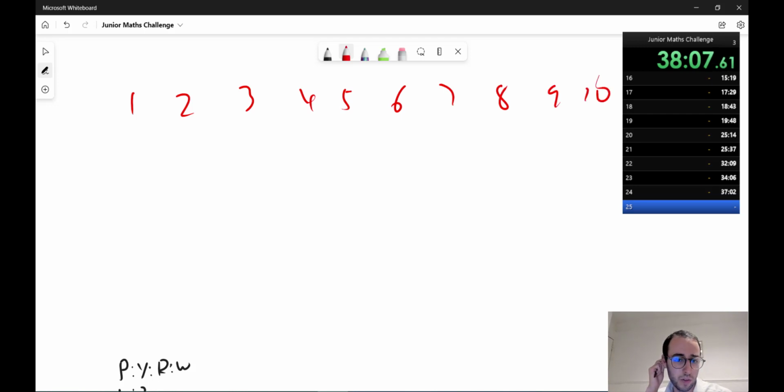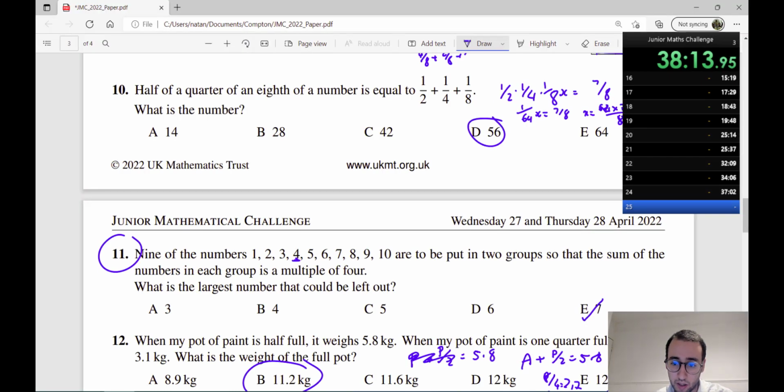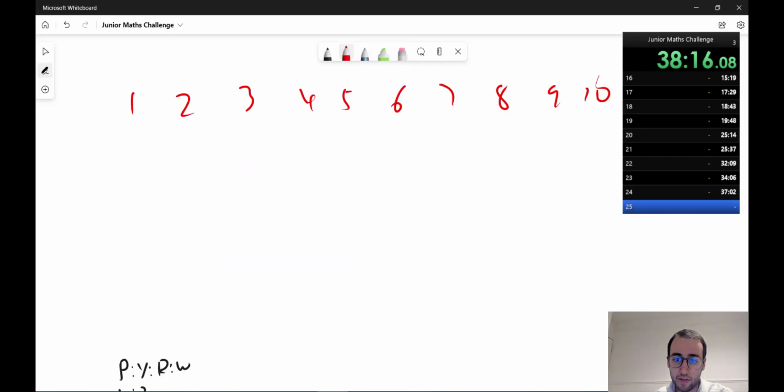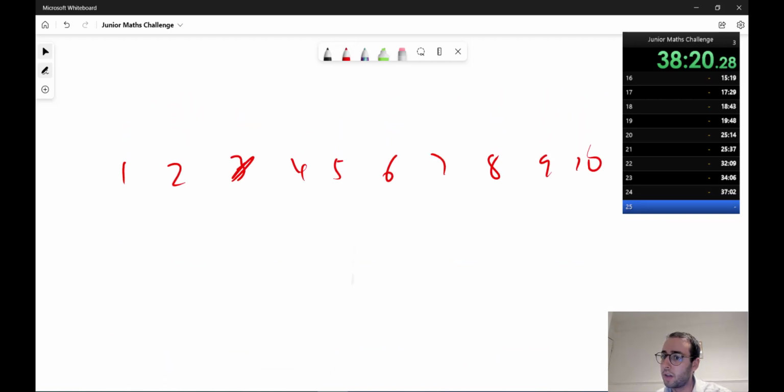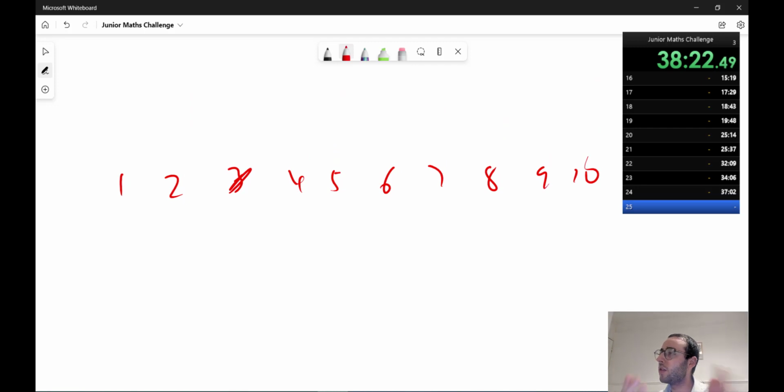So they're multiples of 4. The largest number that can be left out. Maybe I can just go through. If I get rid of 3, then I can have... Oh wait, the sum of the 2 groups are multiple of 4. So the sum of all the numbers together has to be a multiple of 4. So I can just add them up.